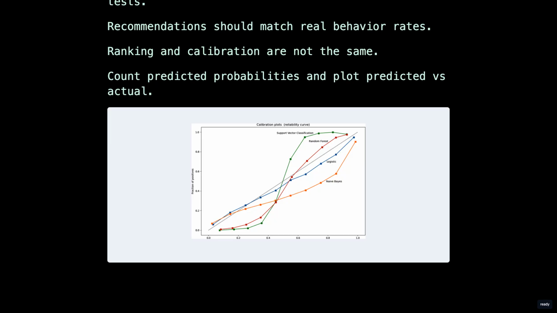The diagonal line is the target because it represents perfect agreement between predicted confidence and observed outcomes. The logistic regression curve sits closest to that line here, which fits the fact that it directly optimizes a loss tied to probabilistic predictions.